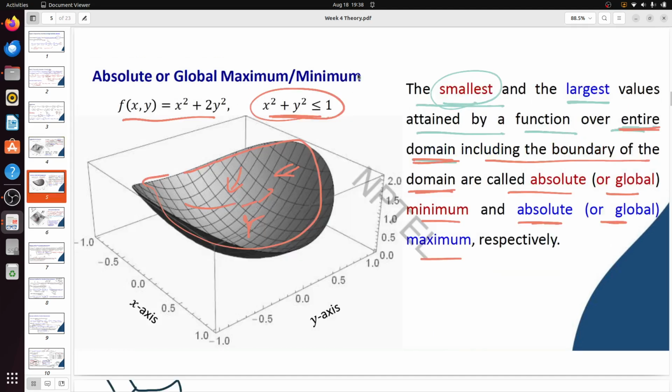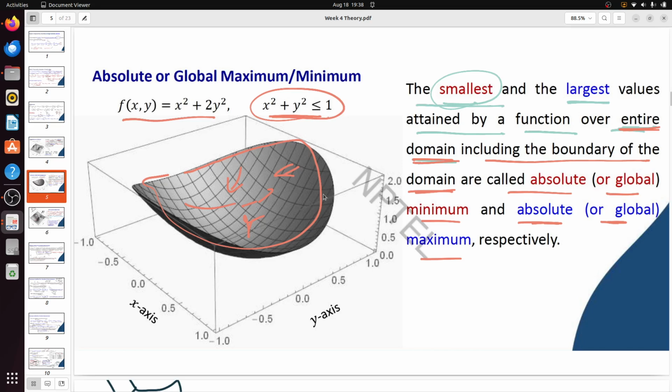Absolute or global maximum and minimum. For example, f(x,y) = x² + 2y² with x² + y² ≤ 1. The smallest and largest values obtained by a function over the entire domain, including the boundary of the domain, are called the absolute or global minimum and absolute or global maximum respectively.